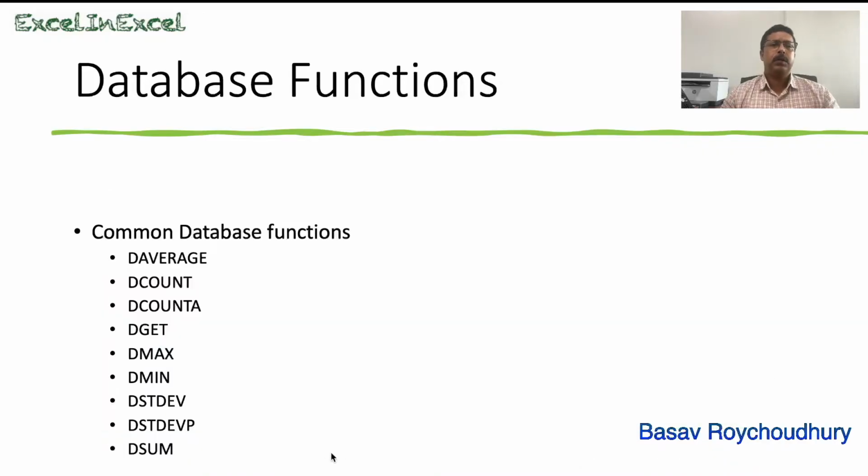Next, what are the database functions that we can have? The major ones are DAVERAGE, DCOUNT, DCOUNTA, DGET, DMAX, DMIN, DSTDEV, DSTDEVP, and DSUM. There are a few others. As you would notice, we possibly know what an average function is, what a count function is, what CountA is, what max and min are, and what a sum function is. These are functions that we already possibly know, much simpler functions, but with a D in front. This D stands for database.